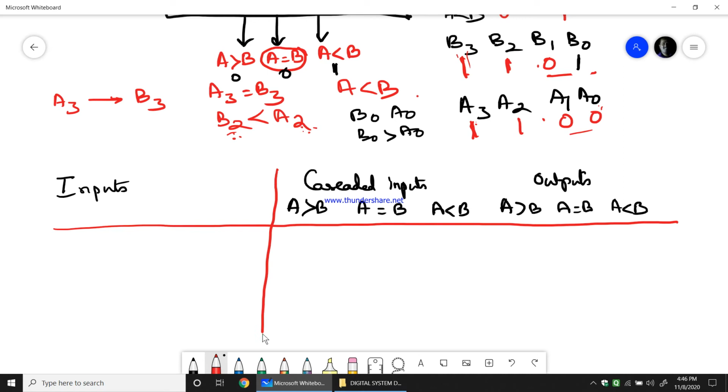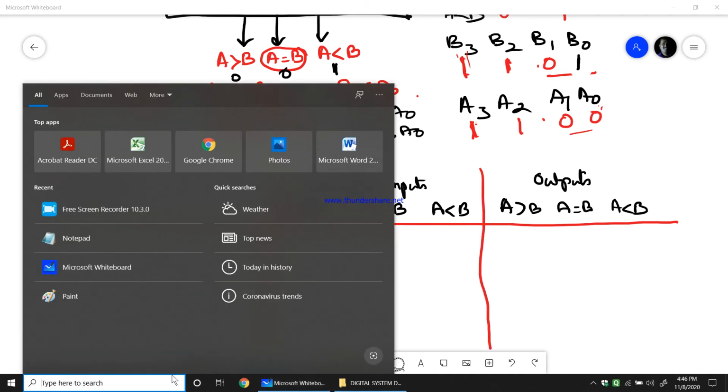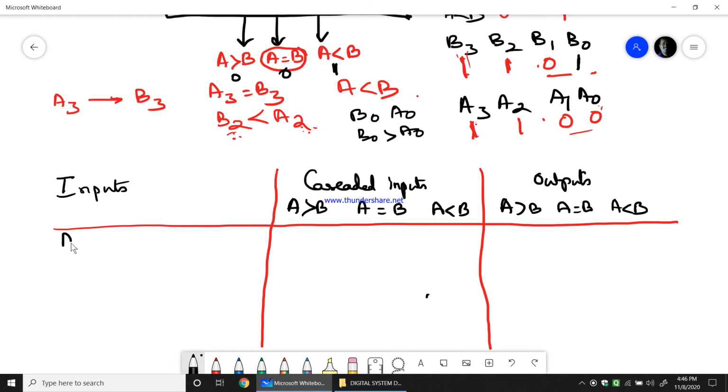So these are the inputs and the cascaded inputs. Now the first condition is A3 is greater than B3. If A3 is greater than B3, and the cascaded input has A equals B as high and the other two as zeros, A greater than B will be high, because it doesn't compare any other bits. If A3 is greater than B3, it says A greater than B.